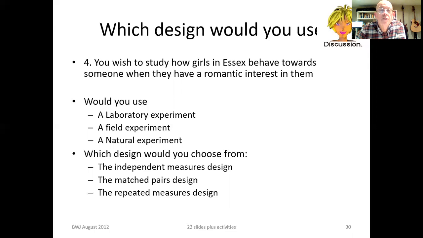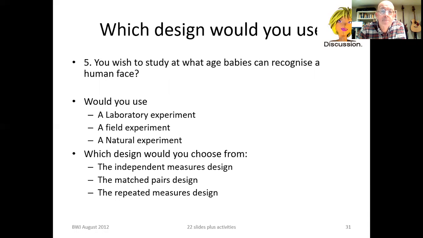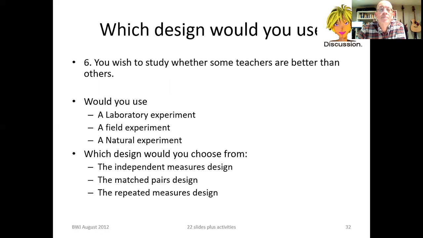Number 4. Study how girls in Essex behave towards someone when they have a romantic interest in them. Again, lab experiment, field experiment, natural experiment. What age babies can recognize a human face? What was used there? We'll study whether some teachers are better than others. What kind of research method would you use? And what type of experimental design would you use?